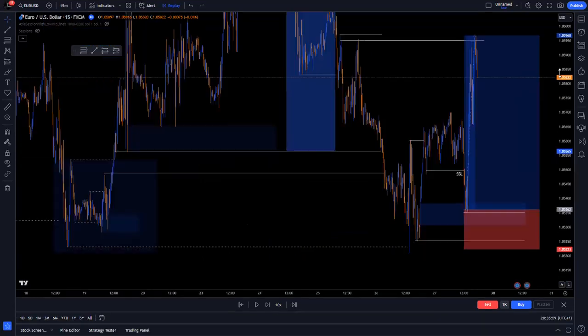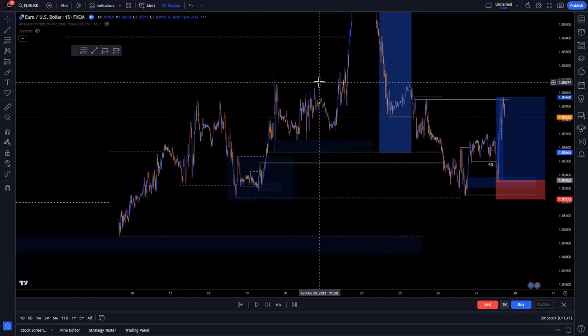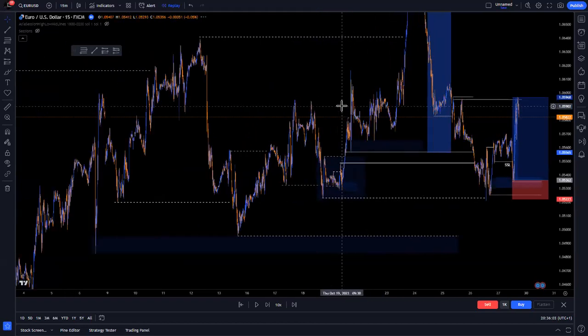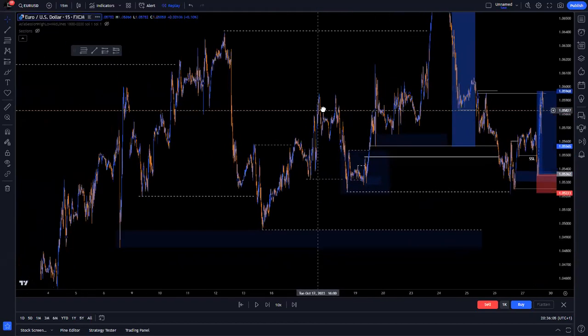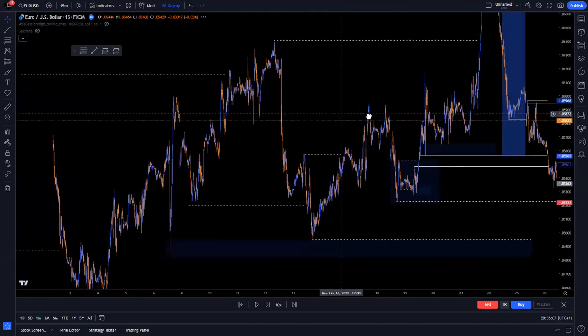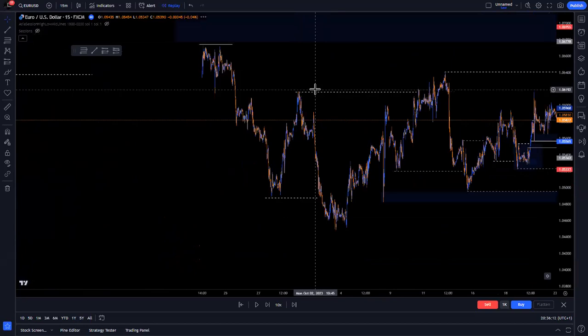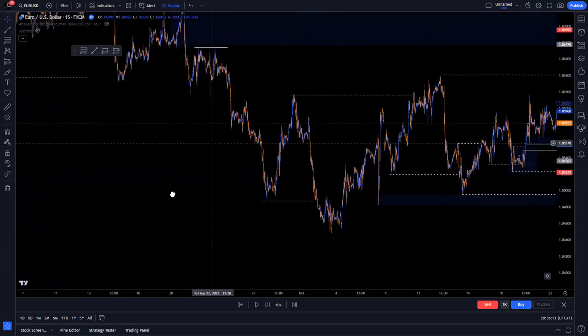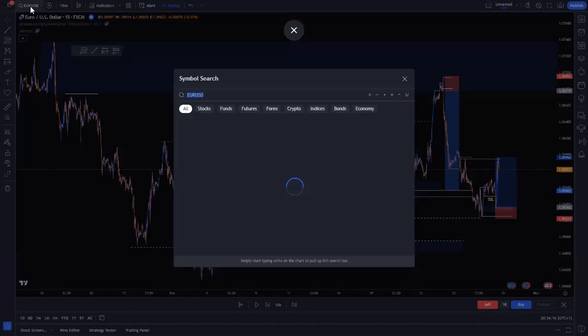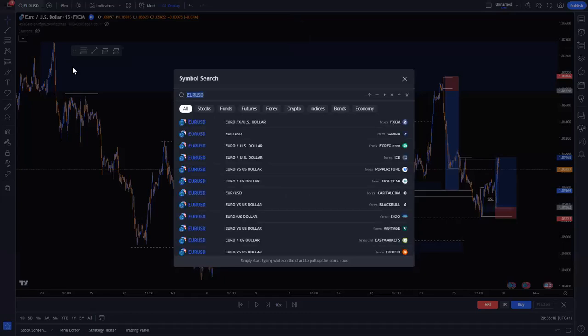An example of liquidity. If you can understand the concept of range and the concept of liquidity, you wouldn't get stopped out unnecessarily. Let me use gold, XAU, for the next example.